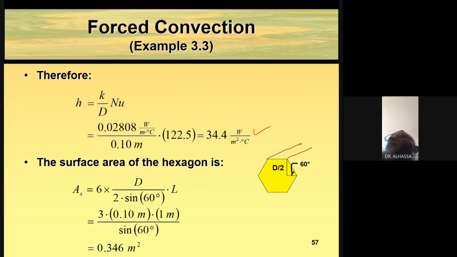So if this is the surface, this is one surface of the hexagon. If we are able to find the surface area of one side, for example this surface area, then we multiply by 6, because we have 1, 2, 3, 4, 5, 6 surfaces. You understand? So now, how do we determine this surface? Let me show you.